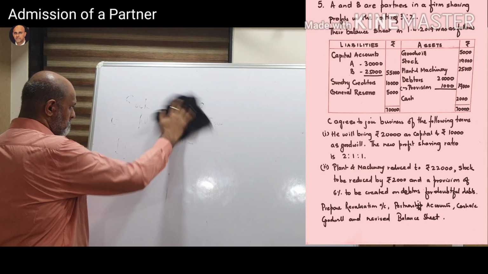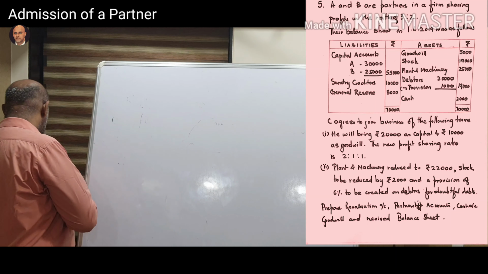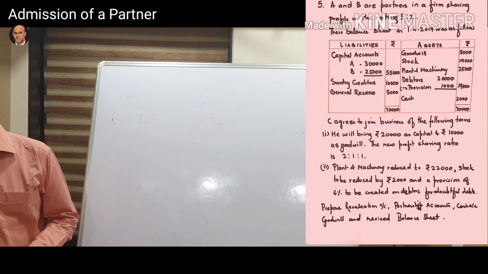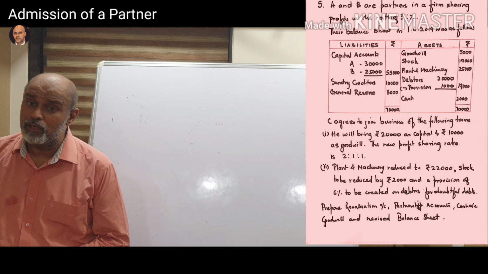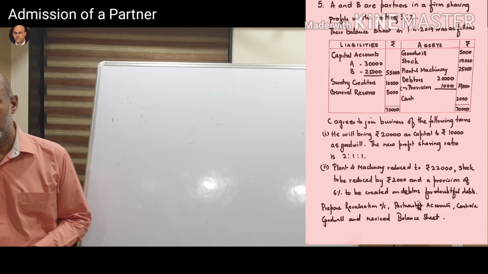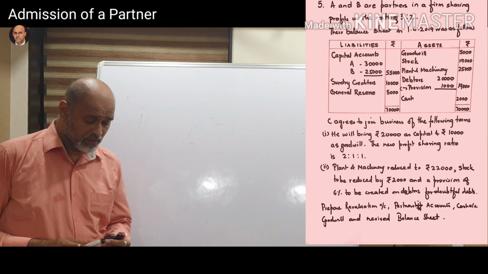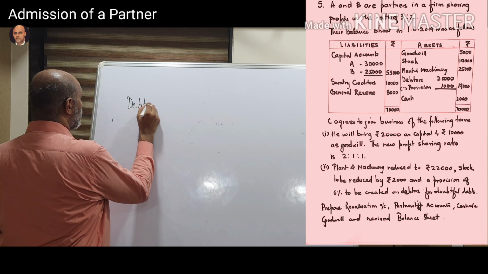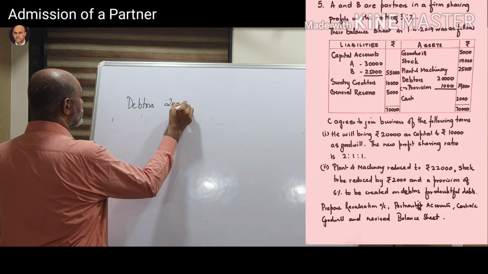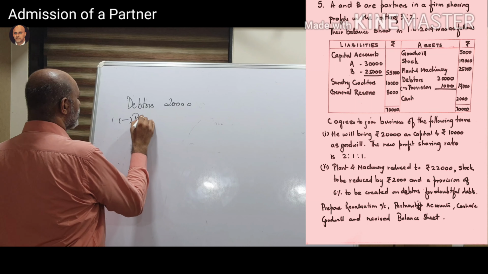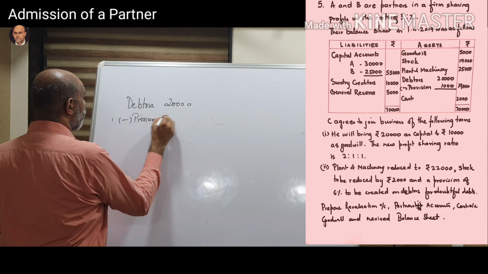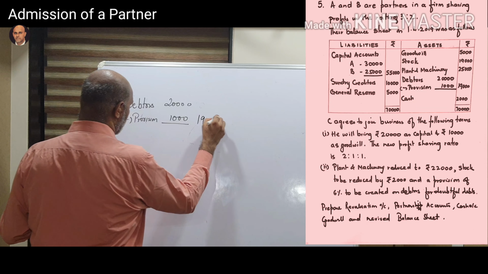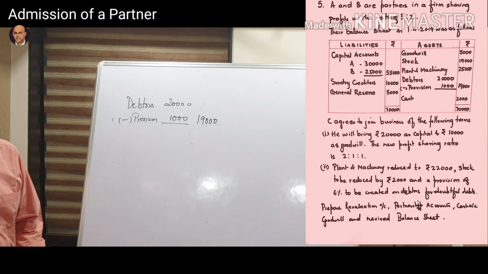Okay, they have also told that a provision of 6% is to be provided on the provision for doubtful debts. The value of debtors is given like this in the sum. It is given as debtors 20,000 minus provision 1,000. So debtors is given as 19,000 in the sum. Okay, this is what is given in the balance sheet.